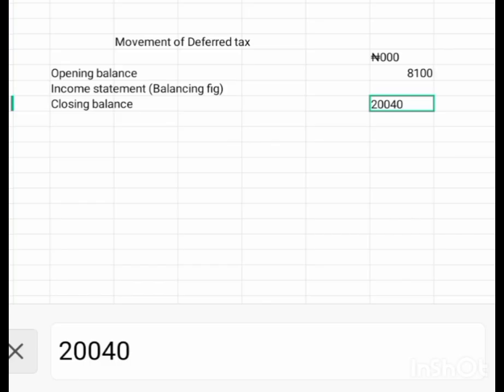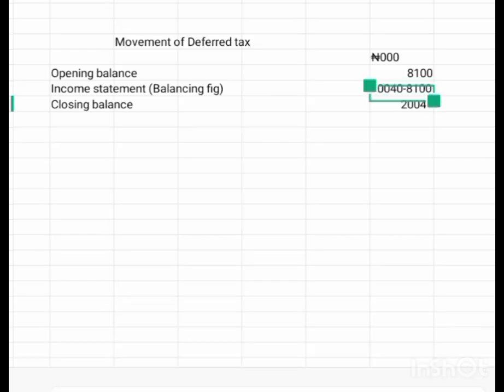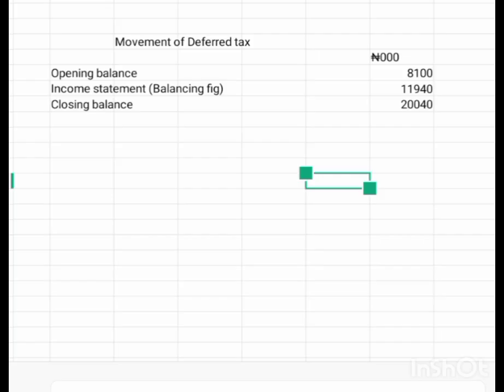What are we now going to do? We subtract this one from this one. So 20,040 minus 8,100, equal to. So this is our balance, the amount to be transferred to the income statement. I believe we all get it like that. So these are the movement of deferred tax.